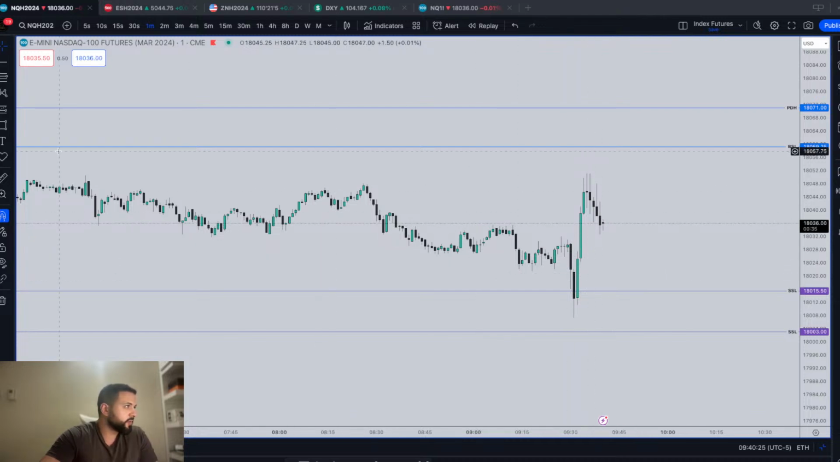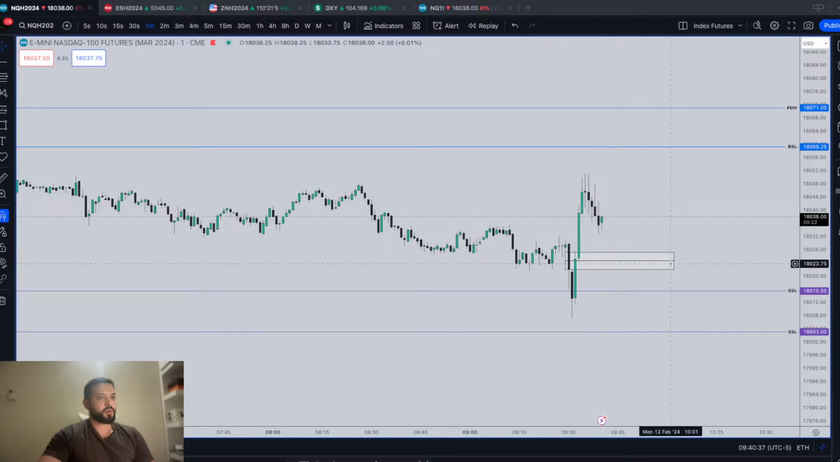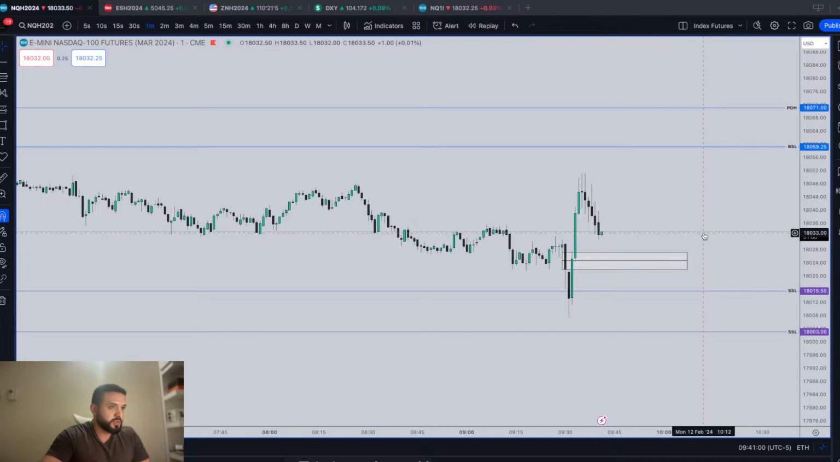9:30. I'm gonna label this inversion fair value gap because this is the 9:30 open rundown. So this inversion fair value gap is significant to me. Either price will go to it now and potentially react off it to the upside, or it might just carry on going up and eventually refer back to that level later on in the day. So let's have a look and see.